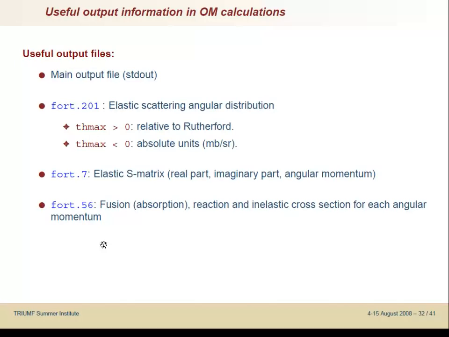The cross sections, the angular distribution or differential cross section, will be printed in this file, fort.201, for the first channel that you define. In the optical model calculation, you have only one channel, the elastic channel, so you will only get one file, 201. If you have a coupled channel calculation with two states, so you are doing inelastic excitation, for example, you will get 201, 202.